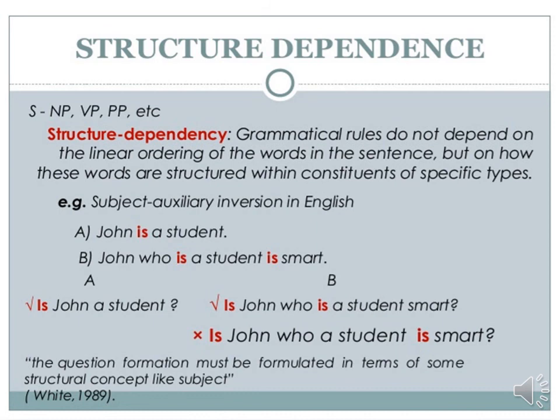And the question for A: Is John a student? For B, we have two questions, and the right question is: is John, who is a student, smart? And the false question for B is: is John, who a student, is smart? And from White in 1989, he said the question formation must be formulated in terms of some structural concept like subject. And we apologize if we have made a mistake.